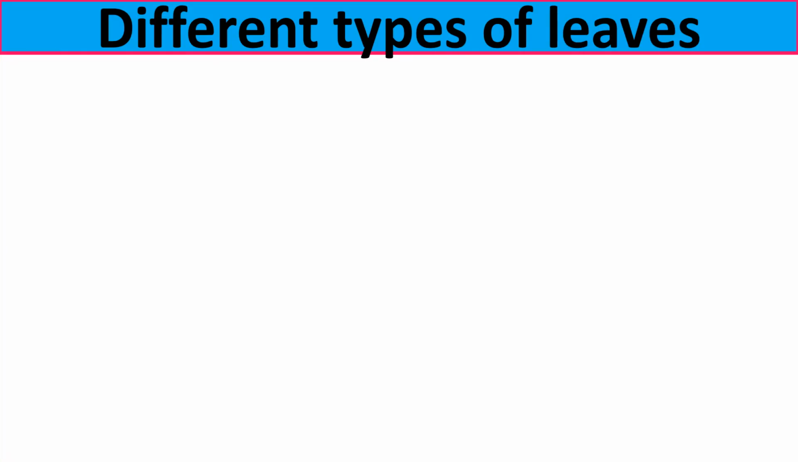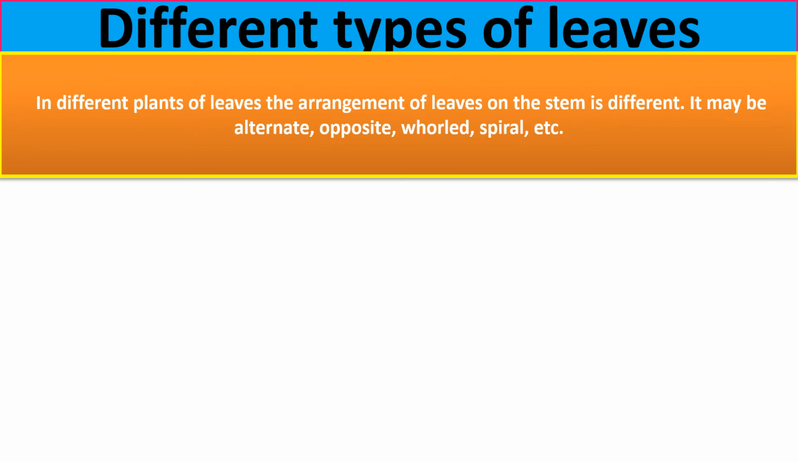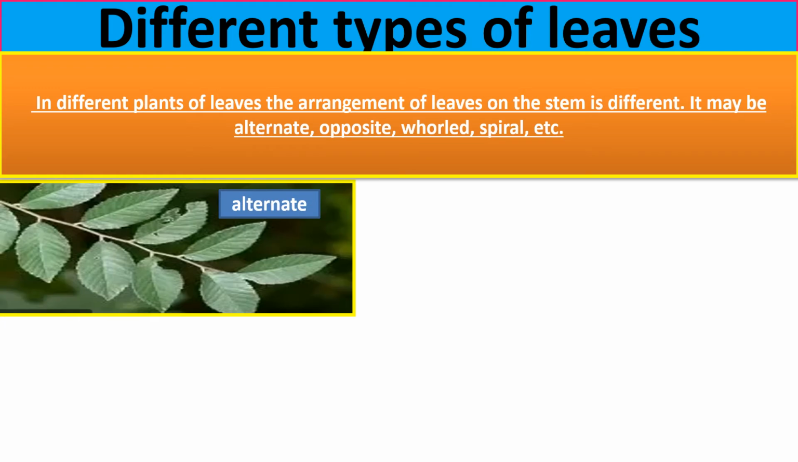Now let's know about different types of leaf arrangement. In our surroundings there are different types of leaves. But in different plants, the arrangement of leaves on the stem is also different. So it may be alternate. Alternate means in ascending order, one after another.